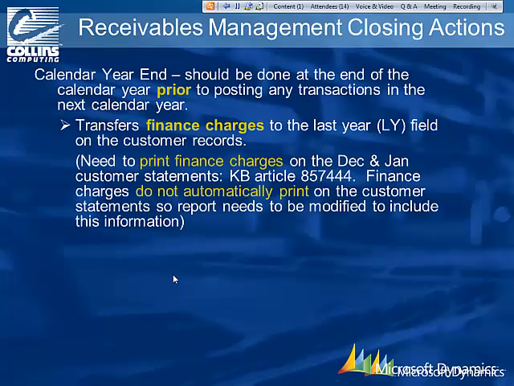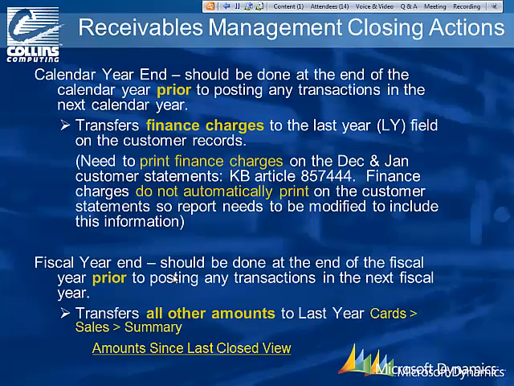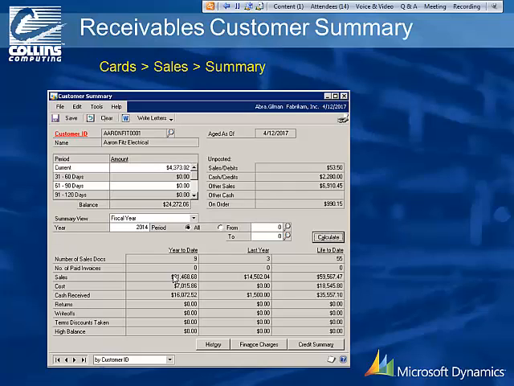At calendar year end, really all that happens in receivables is the finance charge numbers move over. At fiscal year end, on the other hand, all the other amounts move over. I'll show you these amounts on the next screen, but if you go to card sales summary, you're going to get this screen. If you look at some of these amounts shown at the bottom, you have year to date, the number of sales documents, number of paid invoices, all of these dollar figures. Those are all going to move over at a fiscal year end close.